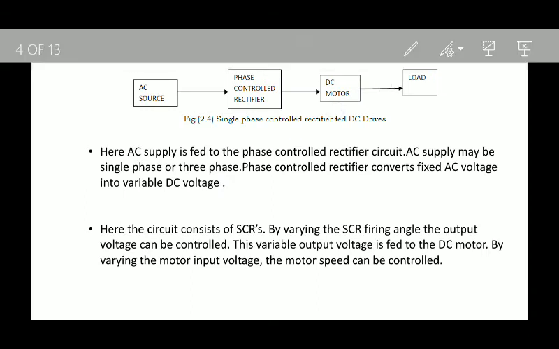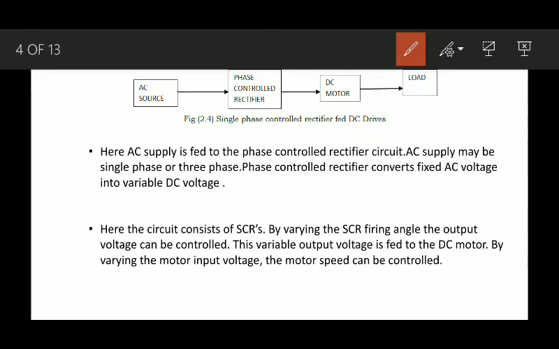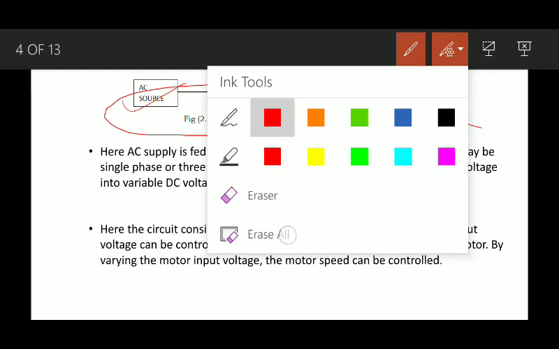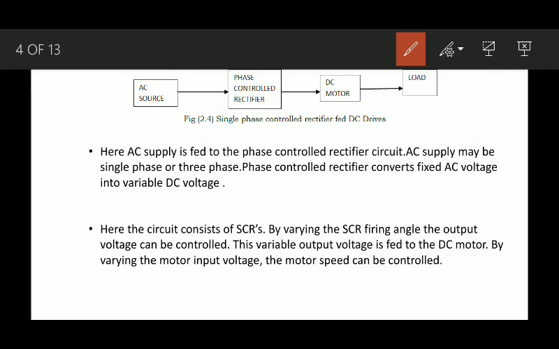This is the block diagram of the single phase control rectifier for DC drives. Suppose this is the AC source which is given to the phase control rectifier. The phase control rectifier is any type of half controlled, full controlled or bridge rectifier, which consists of thyristors. The output of the rectifier is given to the motor, and the motor output is given to the load. So this is the block diagram of the controlling mechanism of a DC motor.